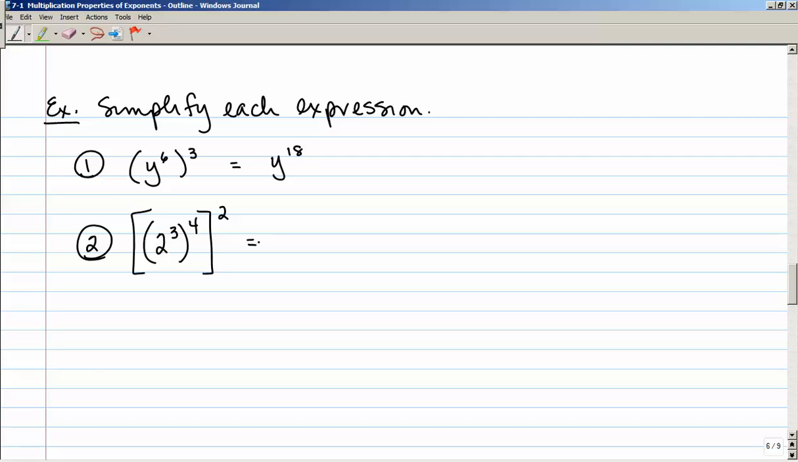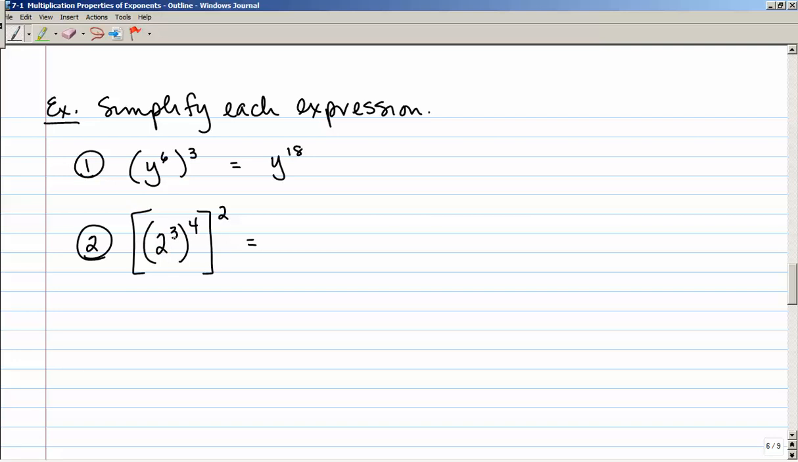This one's a little more confusing. 2 to the 3rd raised to the 4th squared. Let's kind of start on the inside and work out. So let's just focus on 2 to the 3rd. And actually, I don't want you to turn 2 to the 3rd into a real number. We're going to leave the base as 2.